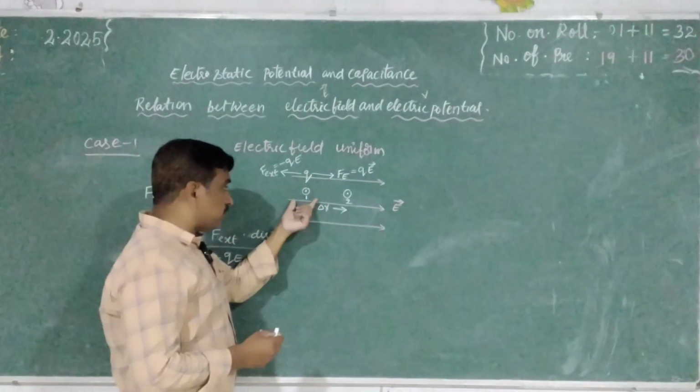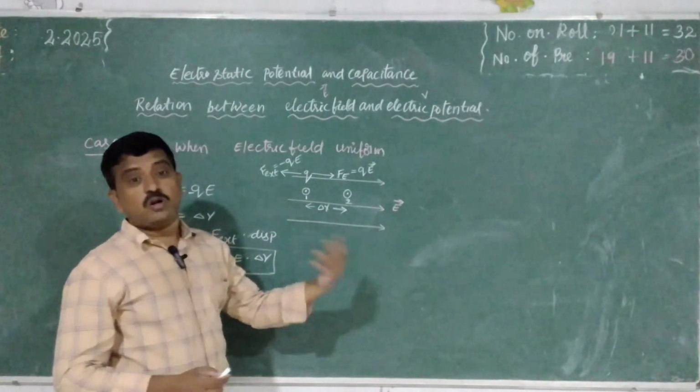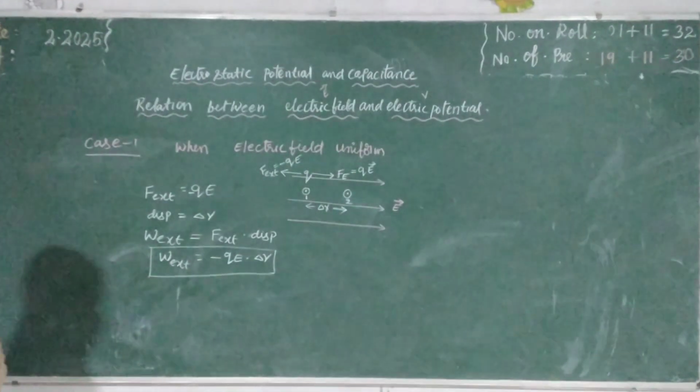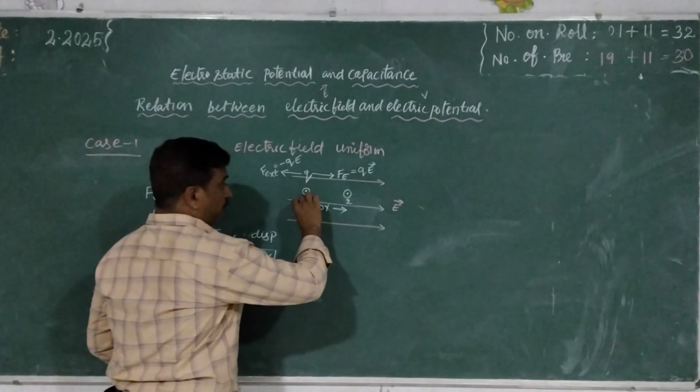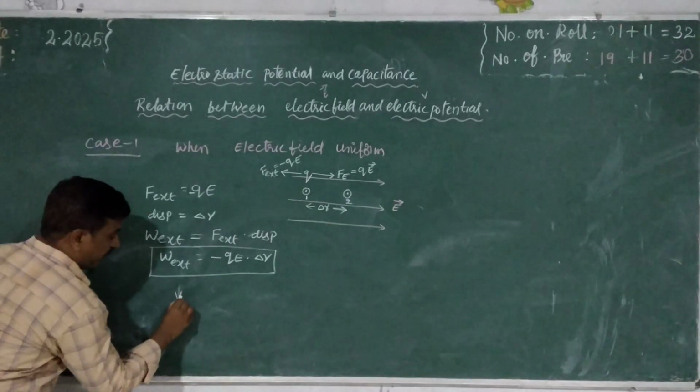So a charged particle is moving from the first point to the second point. Some work is done on the charge. We call it electric potential. What is the electric potential here? Where to where is it moving? First to second. So we can write the electric potential as V2 minus V1.